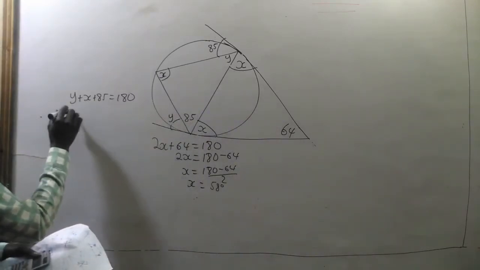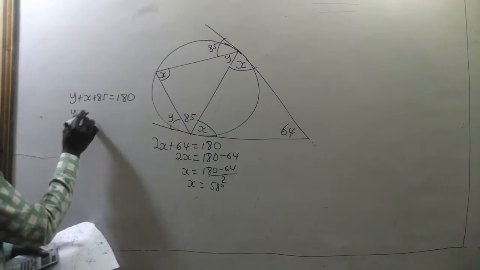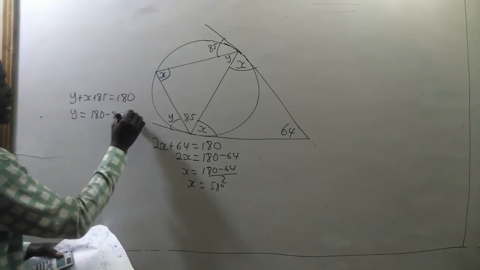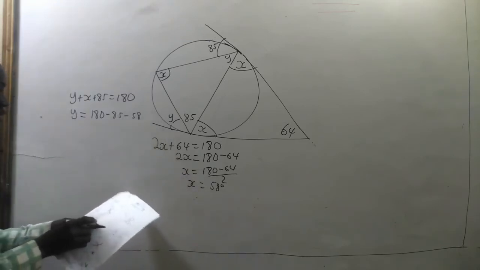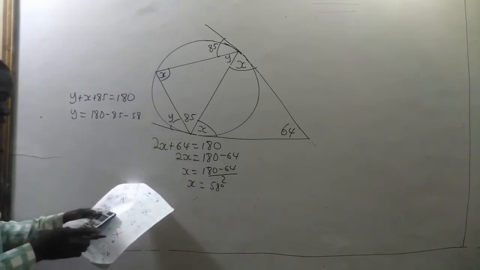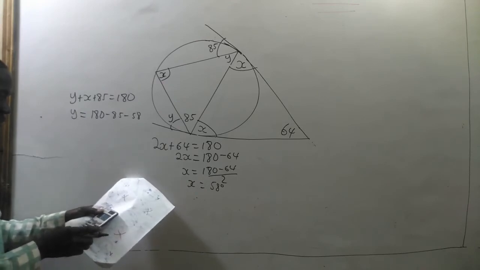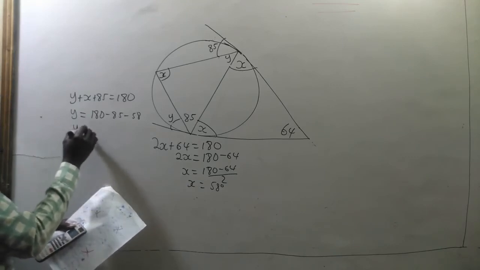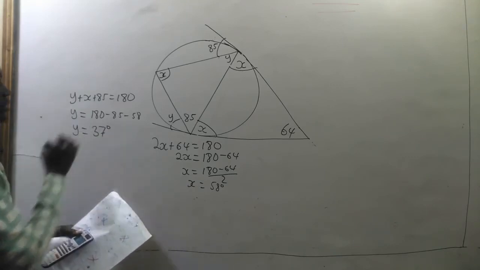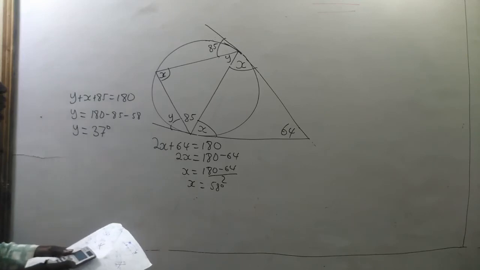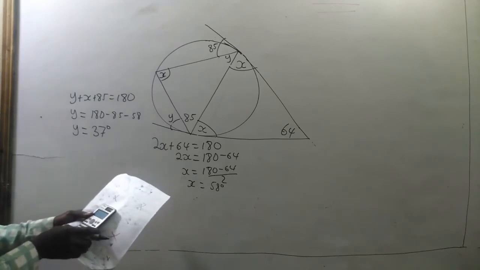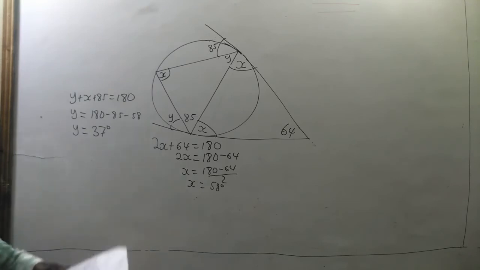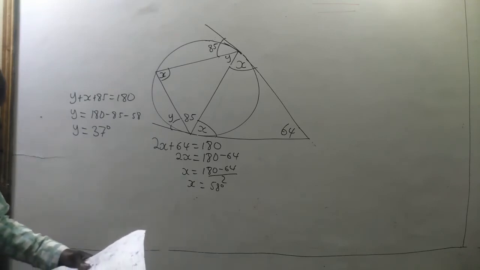X is 58, so you have y is equal to 180 minus 85 minus x, and x is 58. So we have 180 minus 85 minus 58. That will give us y as 37 degrees. Very simple as that. 37 plus 58 plus 85 is 180. So our solution is correct.